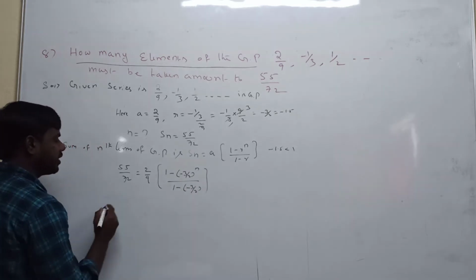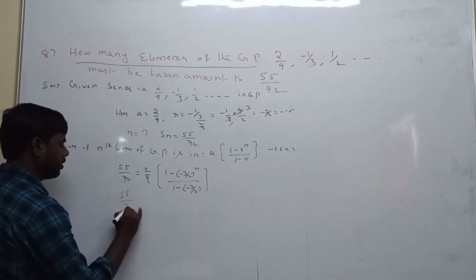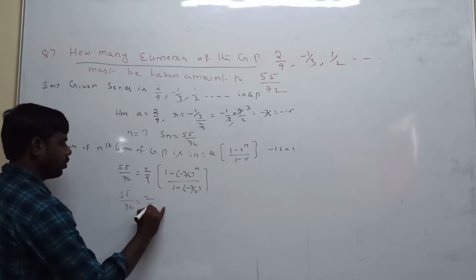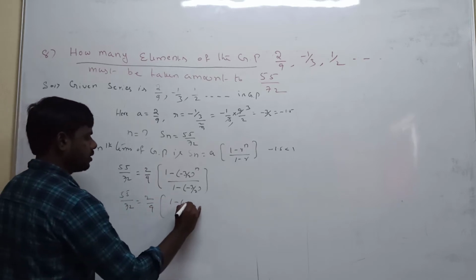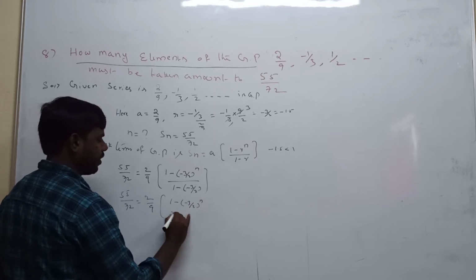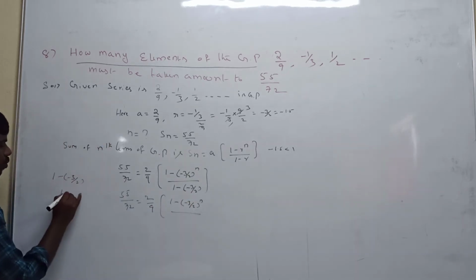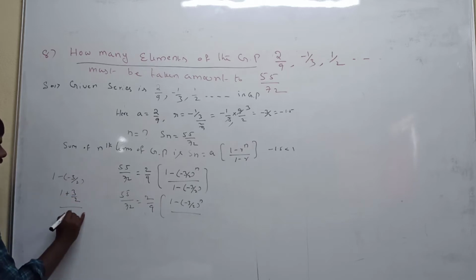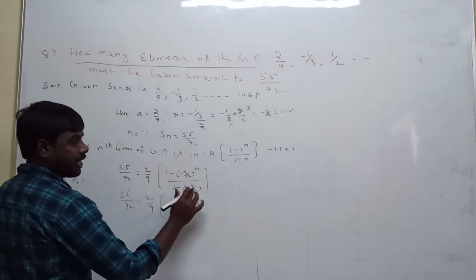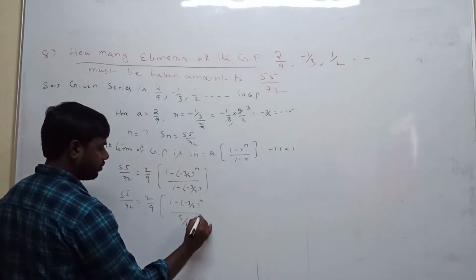Now simplify the right-hand side. 55/72 is equal to 2/9 into (1 - (-3/2)^n). We can write the denominator 1 minus of minus 3/2 as 1 plus 3/2. The LCM is 2, so 2 plus 3 is 5. I am writing the value directly, 5/2.